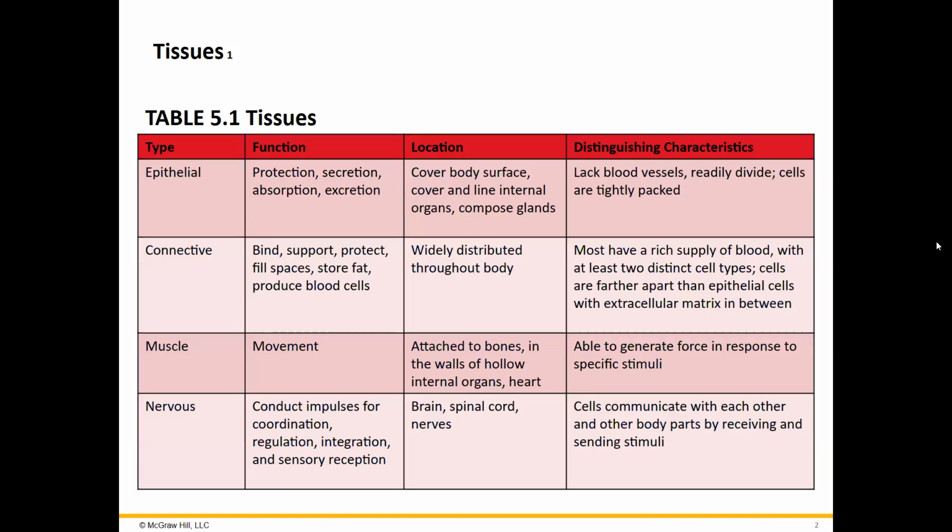So here we are. We have our first table. Memorize this information, get a good understanding of it. With the location, I'm more interested in you being able to recognize examples: examples of muscle, examples of nervous tissue, anything in the brain, the spinal cord, the nerves, examples of connective, examples of epithelial.